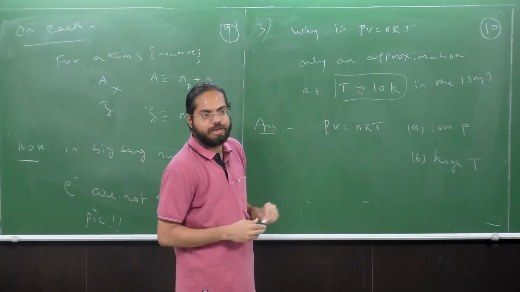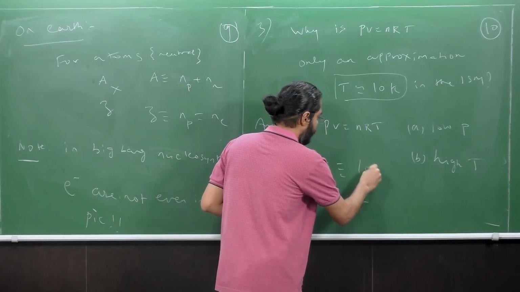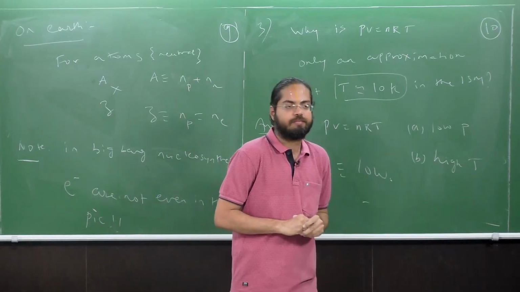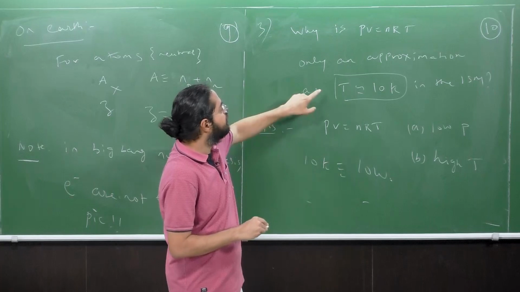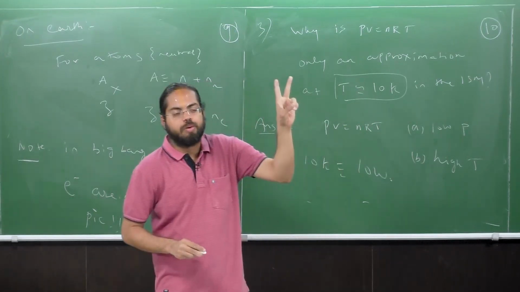Okay, now what is the temperature we are talking about? It's 10 Kelvin. It's pretty low, right? So 10 Kelvin is rather low for the ideal gas equation to be exactly holding good. And that is why it's only an approximation at T equals 10 Kelvin. Now, what does this question highlight? It highlights two important facets.